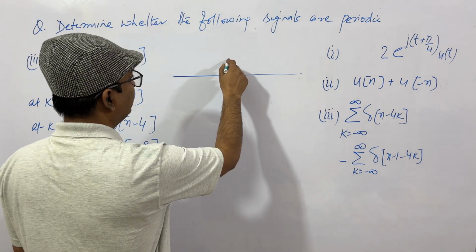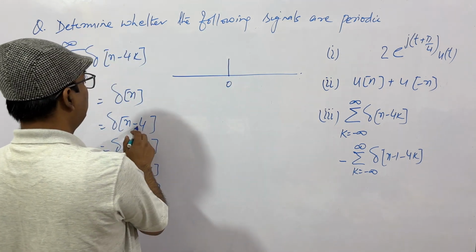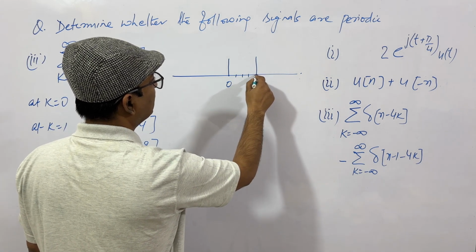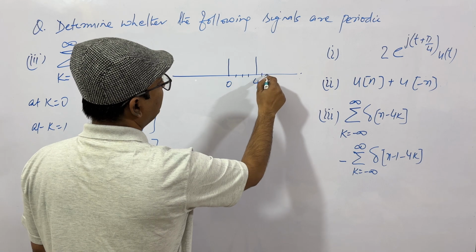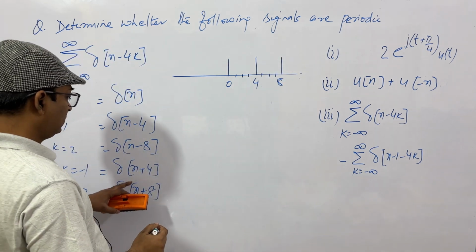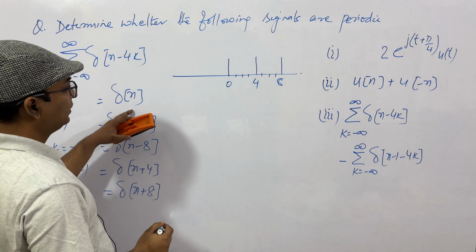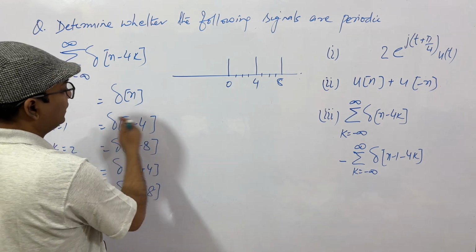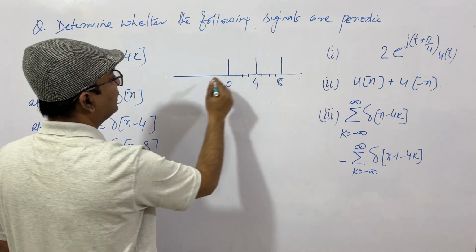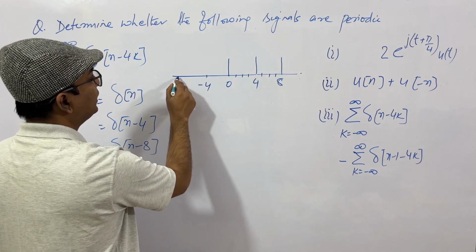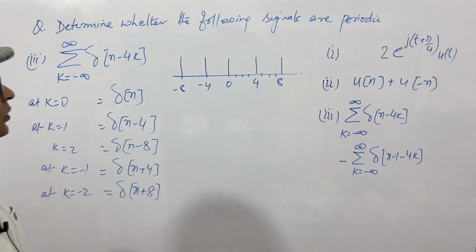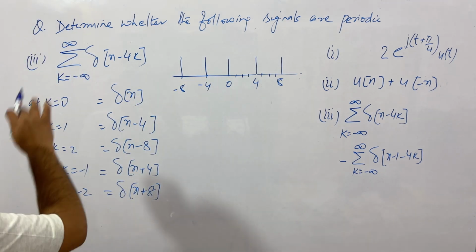At 0, you have value. Then you have value at 4. So let's say 1, 2, 3, 4. Then 5, 6, 7, 8. So these are for 8 and 4. And then this side is n minus 4, so this is shifted to this, n minus 8. Similarly, you have at minus 4 and minus 8. Okay. So you have impulses at these points. This is the first signal.